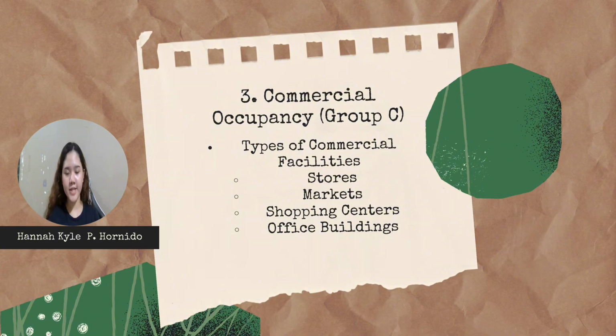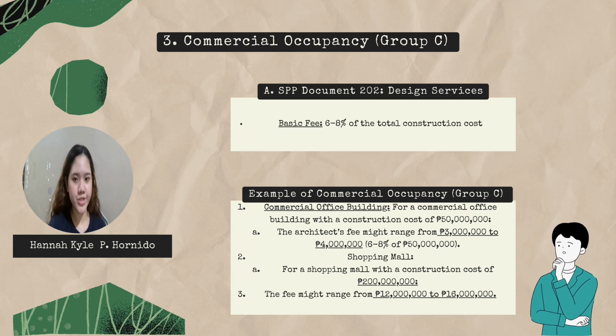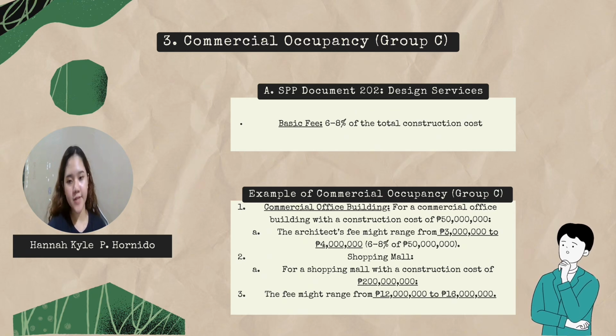Commercial occupancy group C involves buildings designed for business activities, and the professional fees associated with these projects differ from those of residential or institutional projects. According to SPP Document 202, the basic fee for design services in commercial projects typically ranges from 6 to 8% of the total construction cost. This percentage is generally lower than for residential projects.